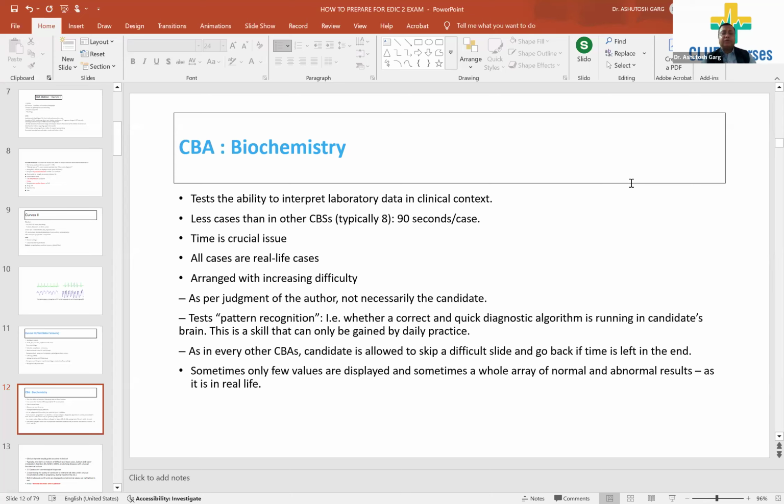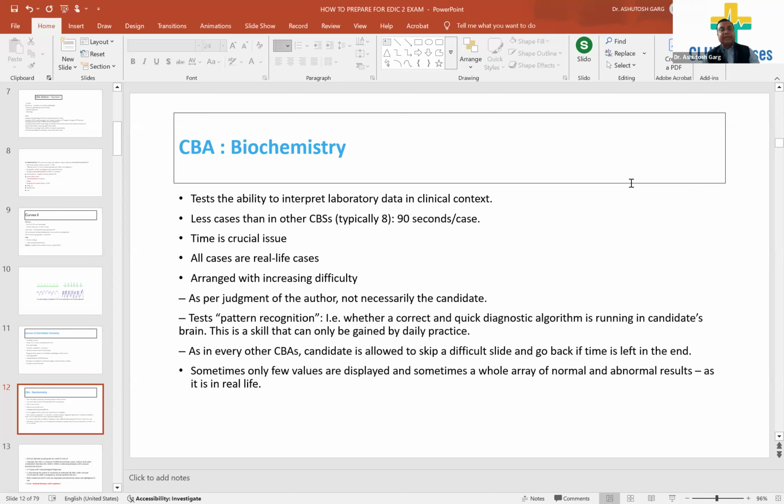So time is a very crucial issue when you crack these biochemistry questions, because these are real life cases, and so much data is there. So you need time to read, and then you have to interpret those data and give a diagnosis and say what you will do for that.